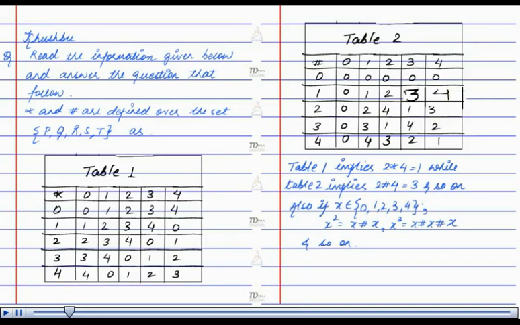The question is, read the information given below and answer the question that follows. Star and hash are defined over the set P, Q, R, S and T as shown in tables 1 and 2. Table 1 implies 2 star 4 is equal to 1, while table 2 implies 2 hash 4 is equal to 3, and so on. Also, if x belongs to 0, 1, 2, 3 and 4, x square is equal to x hash x, x cube is equal to x hash x square, and so on. What is the value of 1 cube star 2 to the power 4 star 3 square star 4 cube?